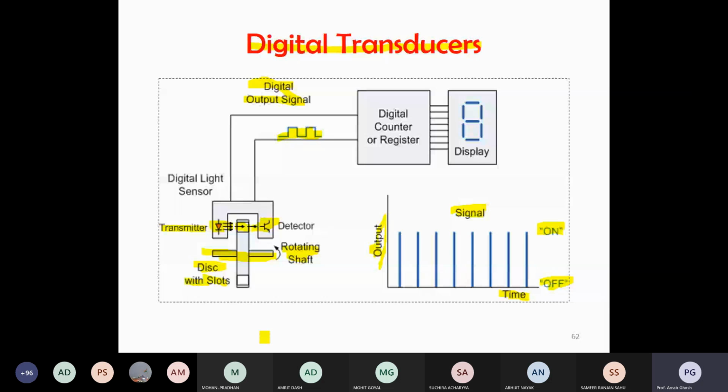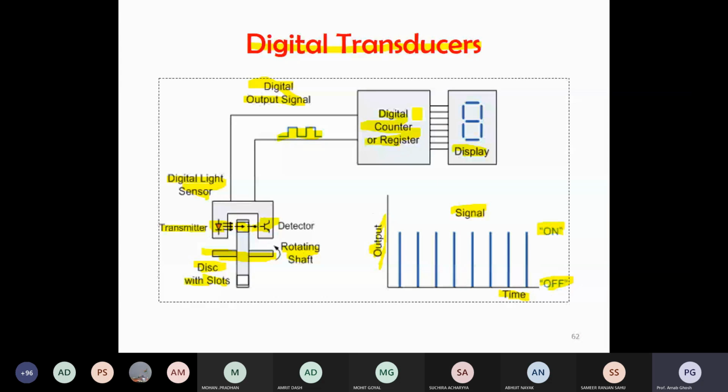Here you can see a digital counter. It is called a digital light sensor. It is responsible for storing that value and displaying it. Whether you want decimal or binary, the display will be as per your requirement and your processing unit, so the value is stored.